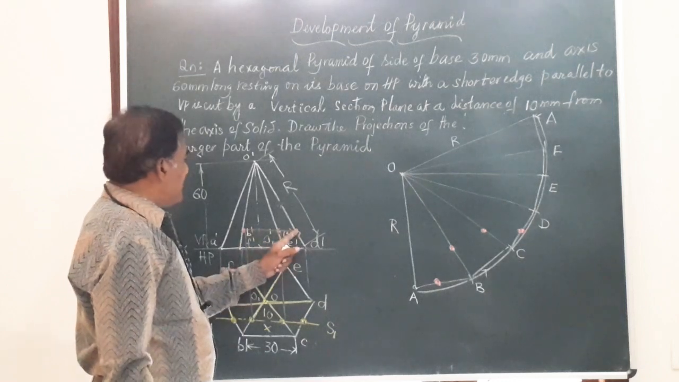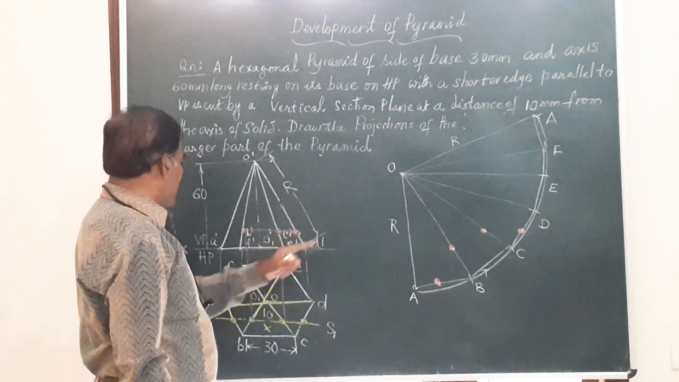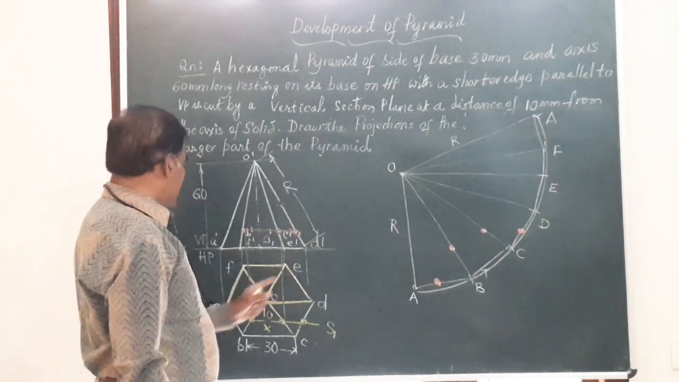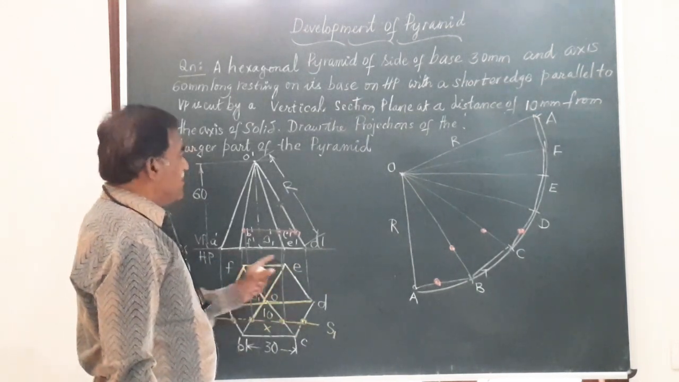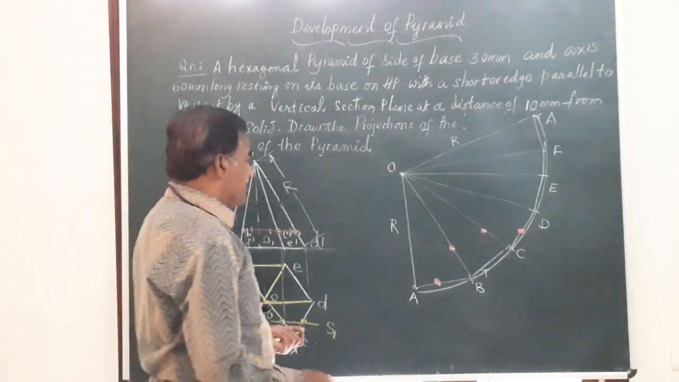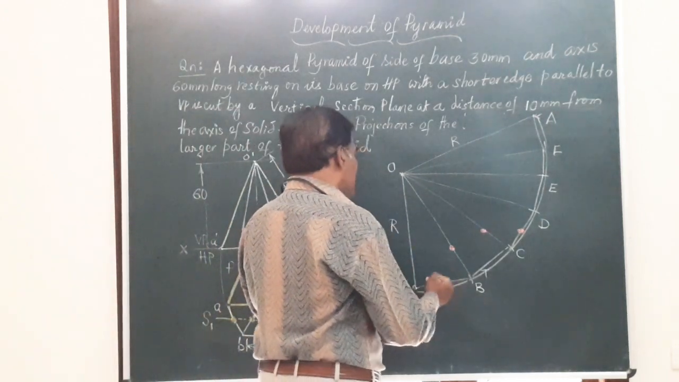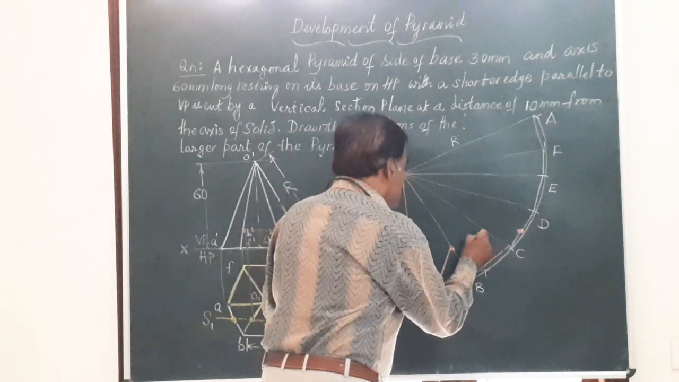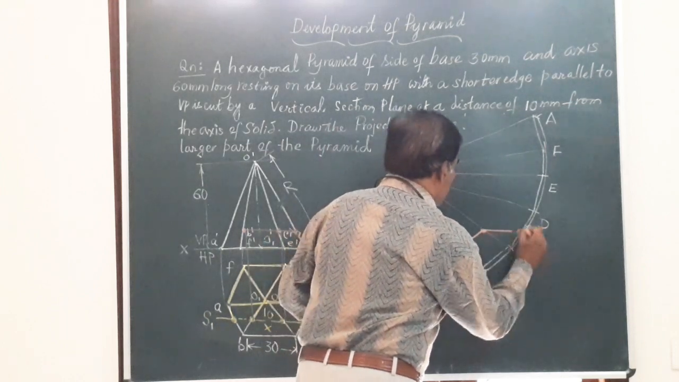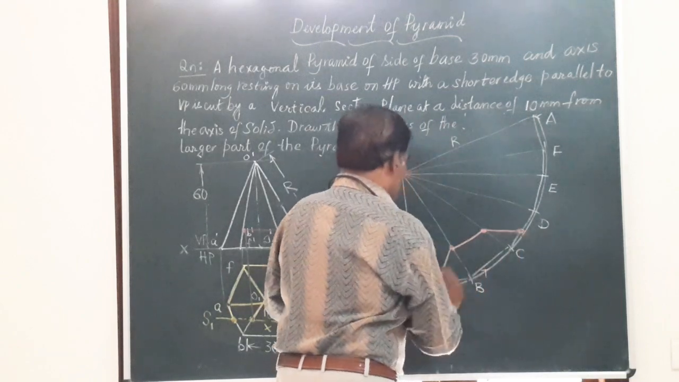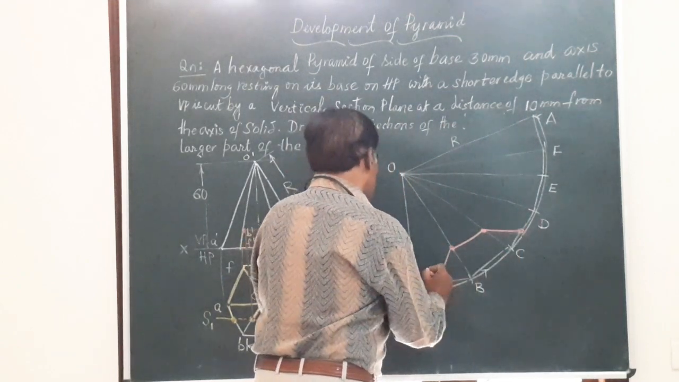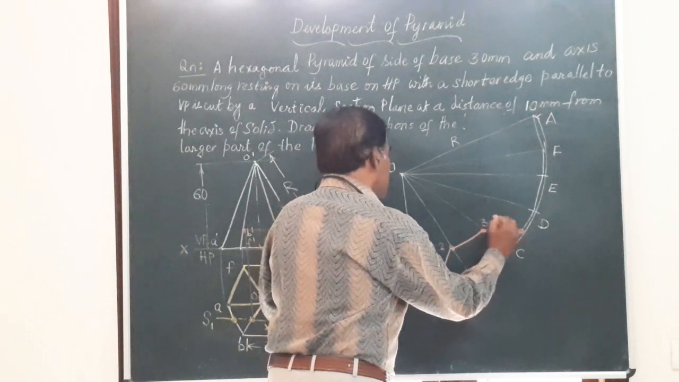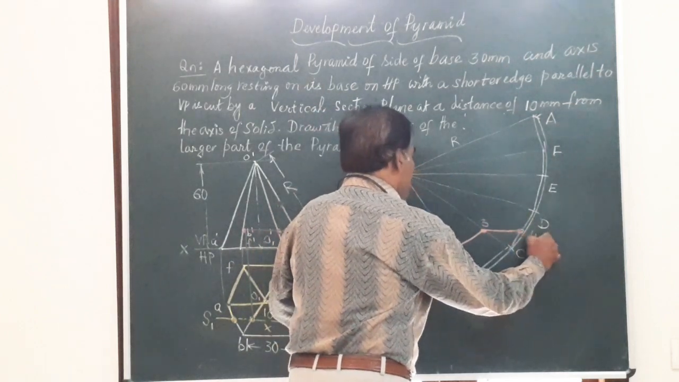The point is transferred here because we need the true length for the development. And the base edges are very obvious. I have marked already those because these are all the true lengths here. So 4 points you have got, friends. We will just join all these points by straight line. So we'll call this 1, this is 2, this is 3, and this is 4.